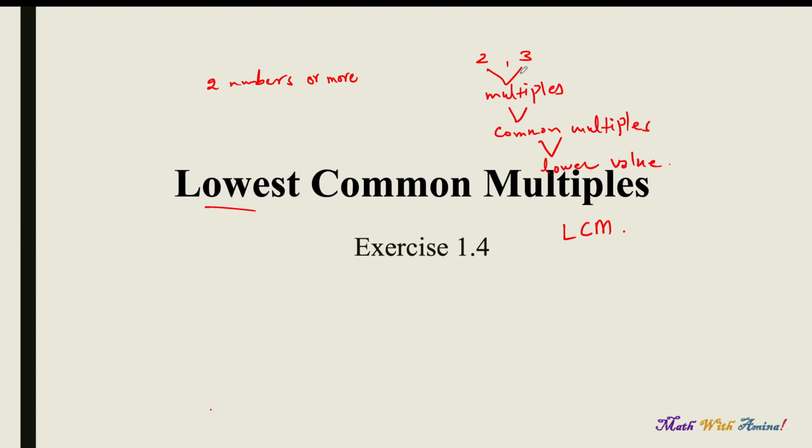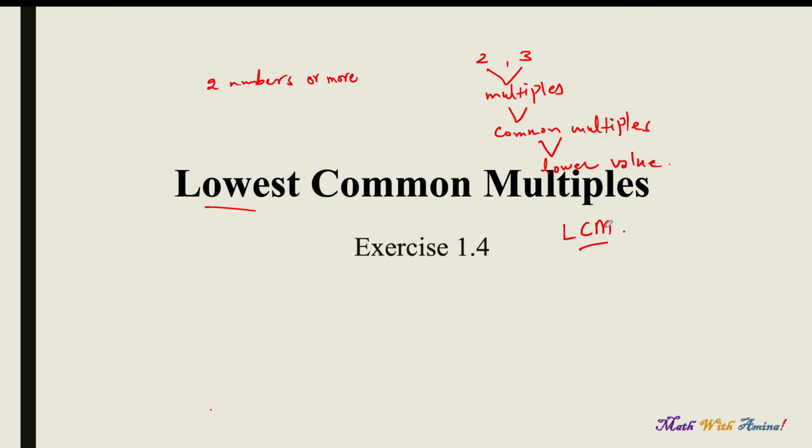By now we know what multiples are, so we will express the multiples of 2 and the multiples of 3. Once the multiples are expressed, we look for the common multiples, the multiple that is present in the table of 2 and in the table of 3. The very first common multiple between the two numbers will be our lowest common multiple. In simple terms, we call it the LCM.